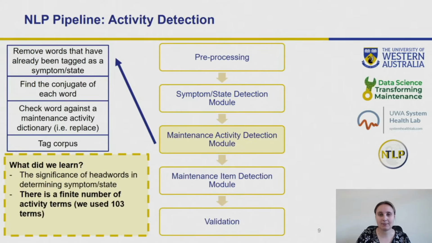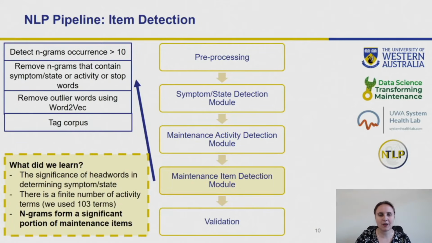After tagging our symptom state, we then moved on to tagging maintenance activities. These are terms such as replace or repair. The key learning that came out of this step is that there are in fact a finite number of maintenance activities that were found in our maintenance work order text. We used a dictionary of 103 maintenance activities and were able to use this dictionary to tag work orders with a really high accuracy. The final module is the maintenance item detection module.